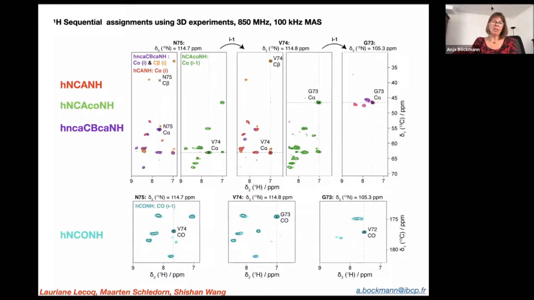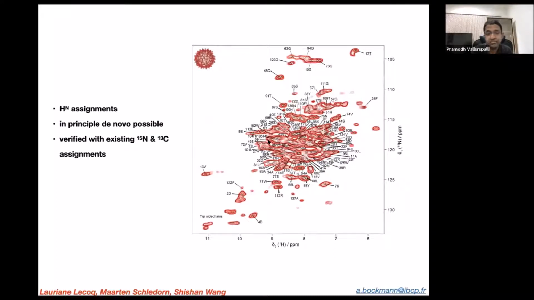So you can see here some extracts from the spectra. The different color coding is indicated here. And this is a short stretch where you can see already that the signal to noise is rather nice for the red, the green, and the cyan one. And for the violet ones, there are not so many signals because you have too many transfer steps, and this is getting difficult. Still, we could assign all the NHs of that. I told you in principle we tried to make that de novo, but obviously we had already the N15, C13 assignments, so we checked that and it was coherent, and we established the NH resonances.